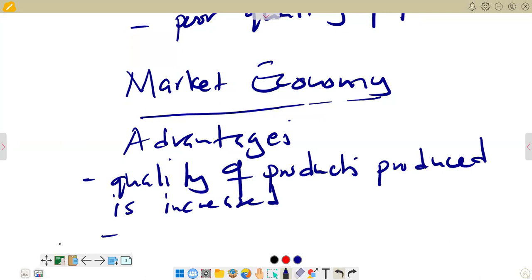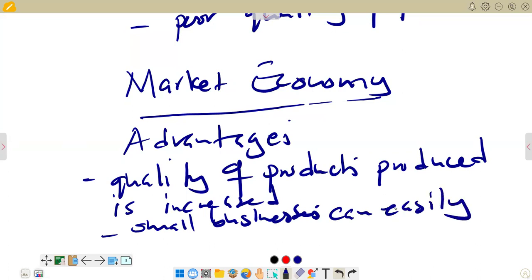We can also deduce an advantage of saying small businesses can easily operate, because there are no barriers to entry in terms of the markets or the industries that are there. Any business that wants to operate can operate. So small businesses can easily operate. This can also be an advantage to those businesses, small to medium enterprises. So this is what we have in terms of advantages.